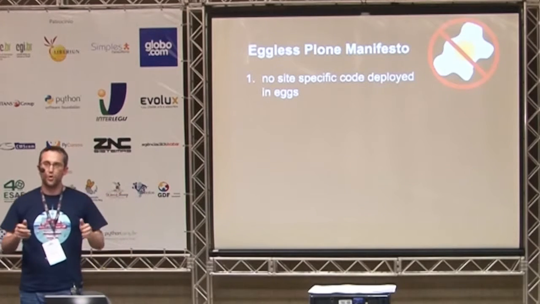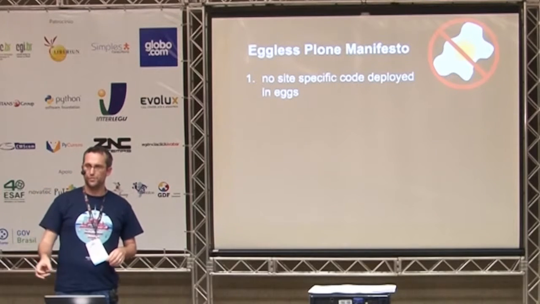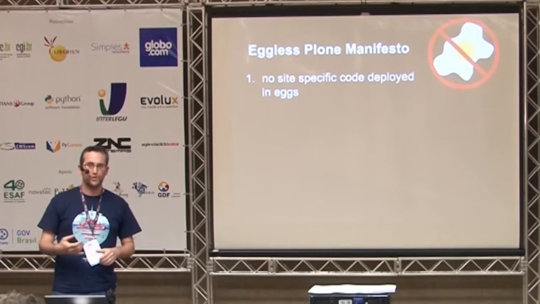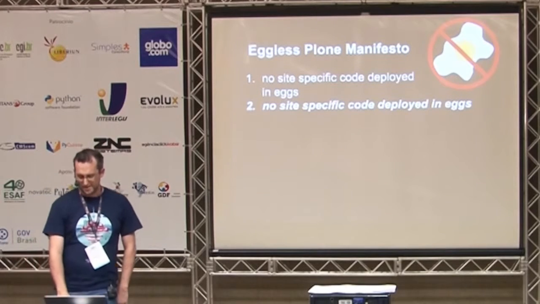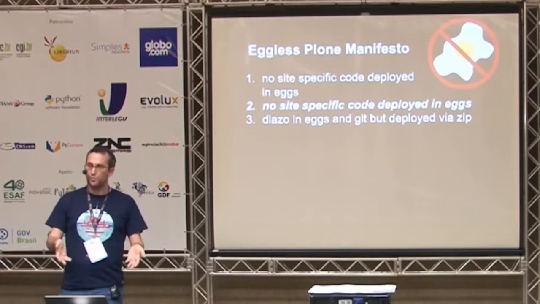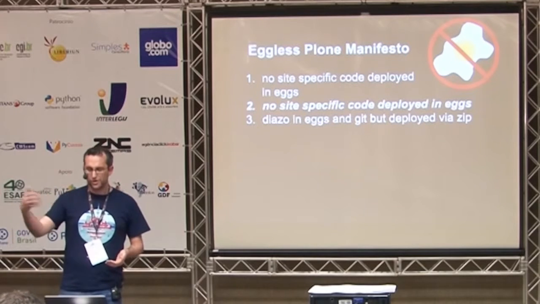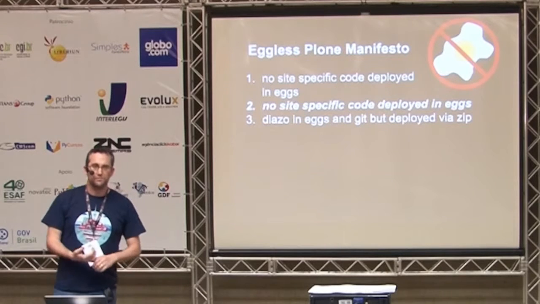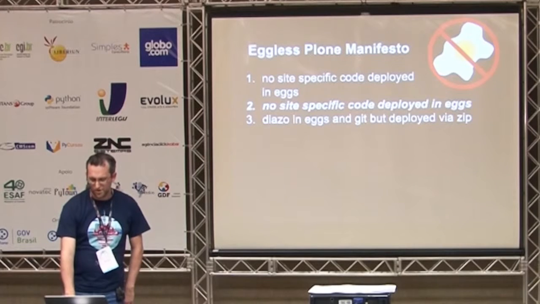So we don't deploy any site-specific code anymore. We don't create eggs which have profiles in them. We don't create themes in eggs, or we at least don't deploy those. So the second rule is no site-specific code in eggs. For Diazo, we develop it locally in eggs so that we can have the file system development locally, and then we just deploy the zips when we want to deploy. Great, you don't need to bring the servers down. We don't need to run buildout on our production servers. It's quite nice.